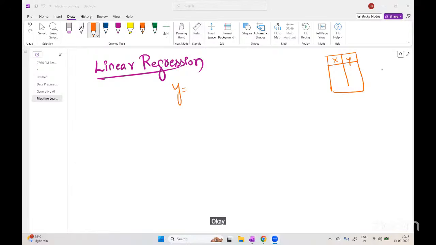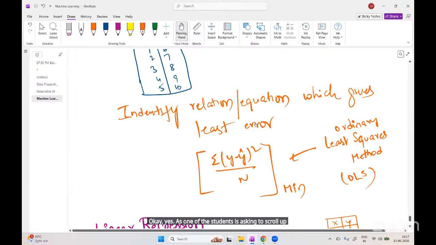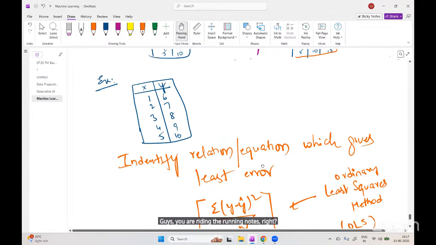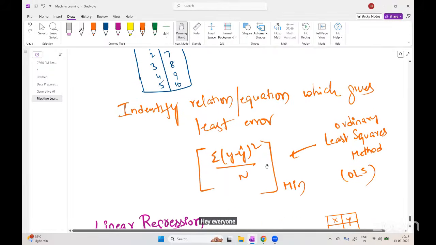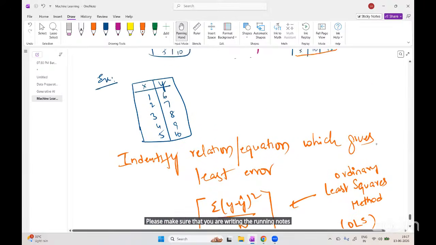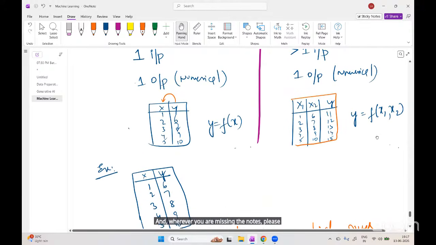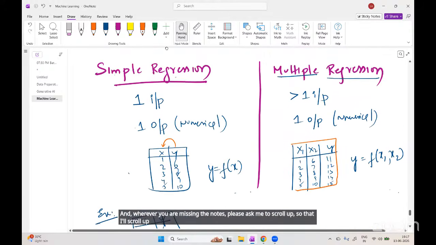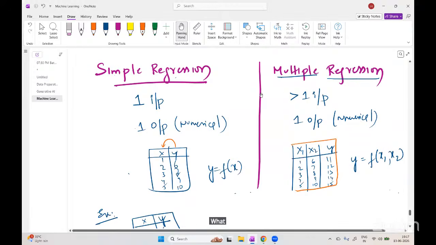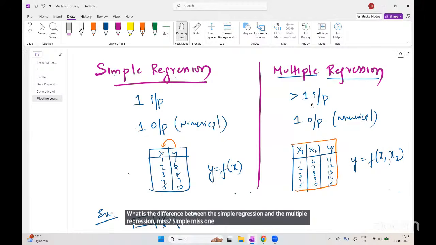Okay. Yes. As one of the student is asking to scroll up. Guys, you are writing the running notes, right? Everyone. Please make sure that you are writing the running notes. And wherever you are missing the notes, please ask me to scroll up so that I will scroll up. What is the difference between the simple regression and the multiple regression means? Simple means one input variable, multiple means multiple input variables. Regression means output is numeric.